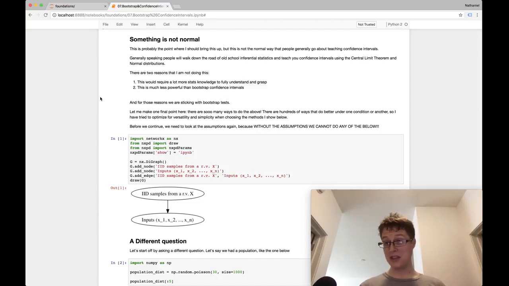So I'm teaching you what I think is an easier to learn, as well as a more powerful technique to do confidence intervals. Why we're still teaching the normal stuff is somewhat beyond me at this point, but hey. So, something's not normal.